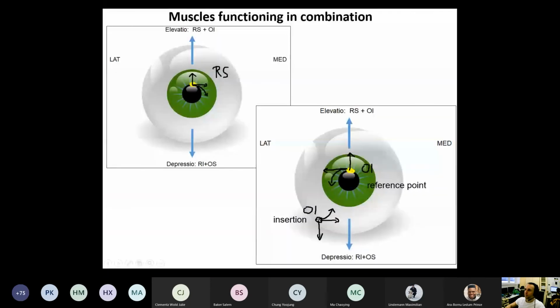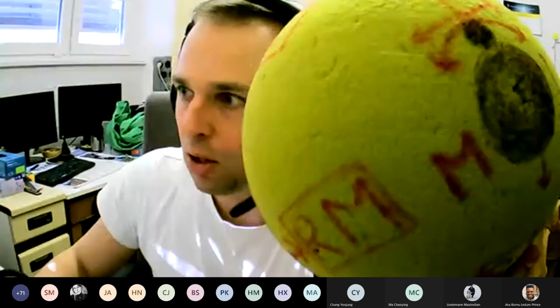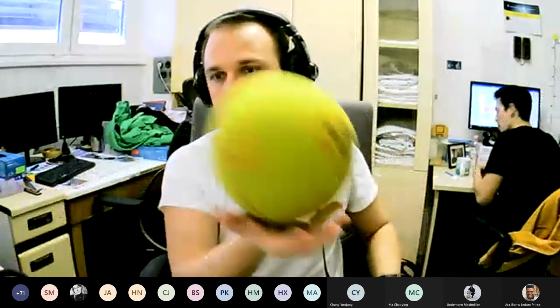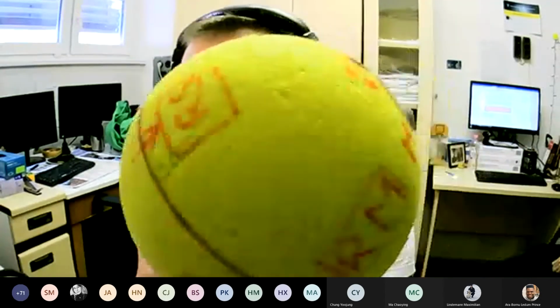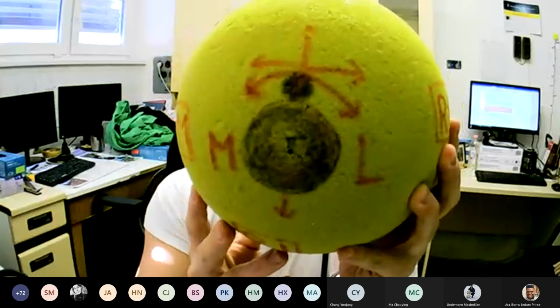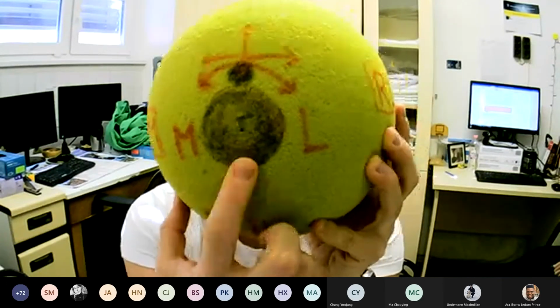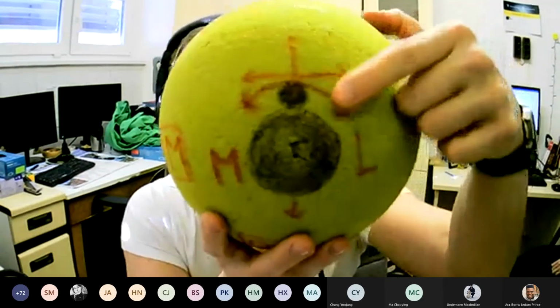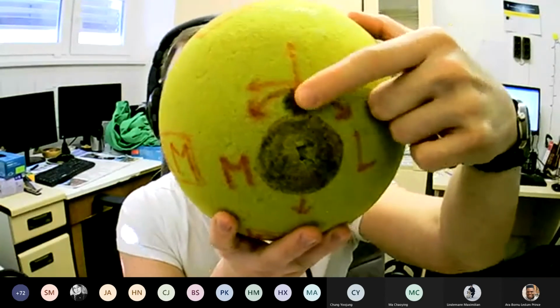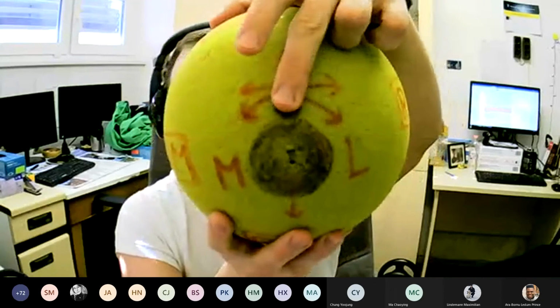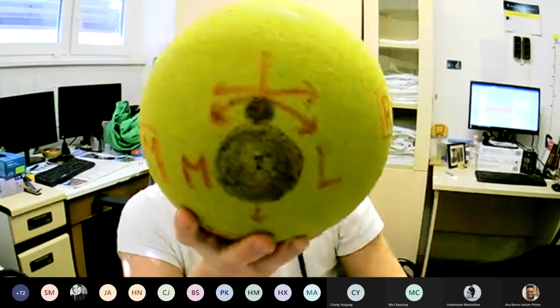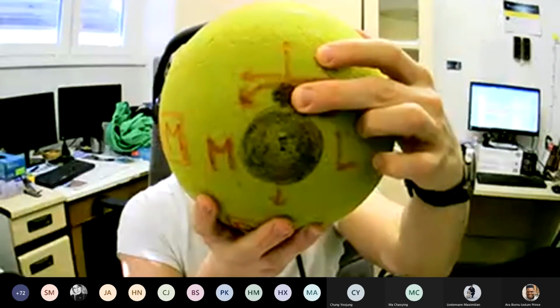Okay, before moving on and talking about how the muscles function in combination with each other, I want to show you this little ball. So right now, as I turned off screen sharing, you should see me and this little ball in my hand in big picture. So there, this is the eye. You should not mind the text and the arrow directions first. You should only consider that this larger black spot, that's representing the pupil. And on top of that, this second darker, smaller point, that's the point of reference. So this is always on top of the pupil. Okay, so that's the point of reference.